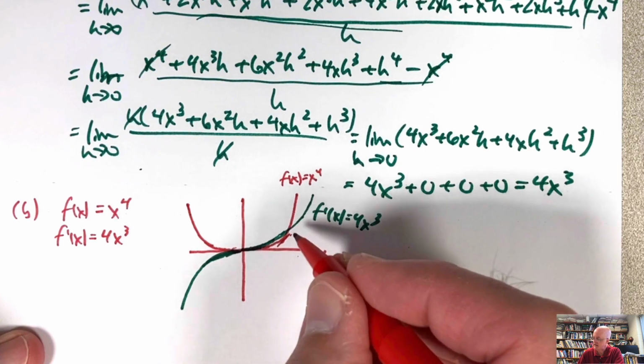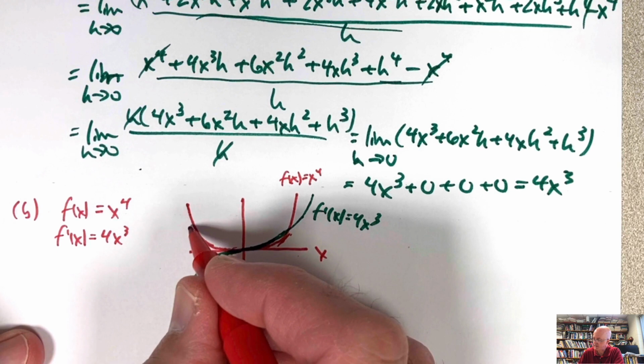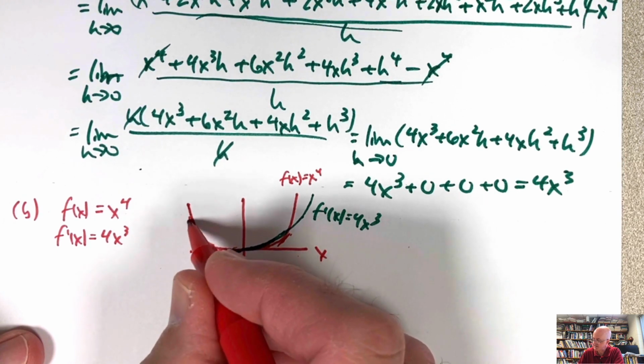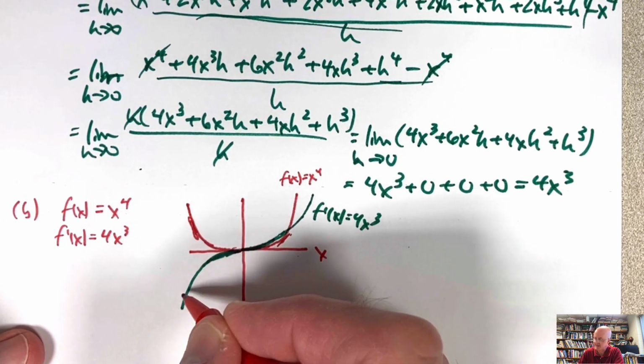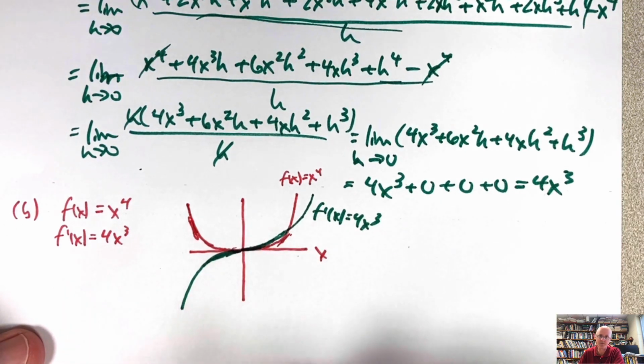The red graph is concave up. The derivative graph has to be increasing. Over here, the slope of the red graph is negative. Tangent lines have negative slopes, so the derivative has to have negative values, and they get closer and closer to 0 as you move toward 0.